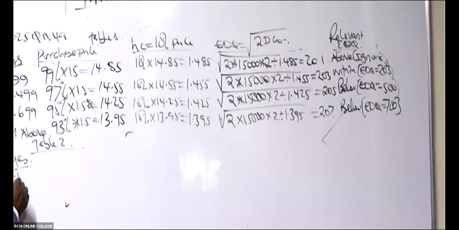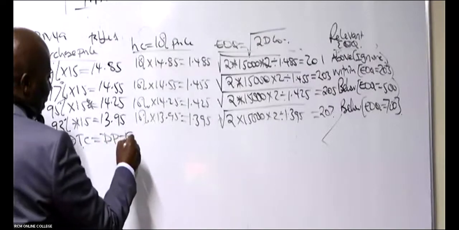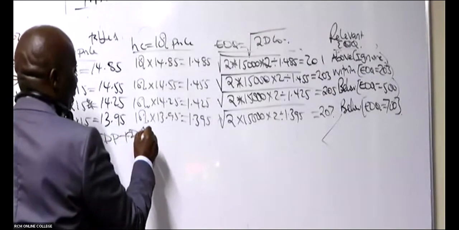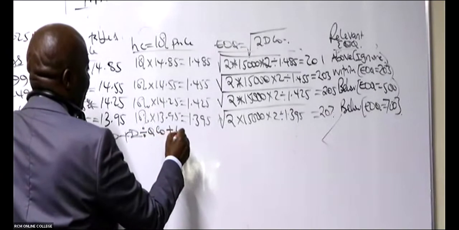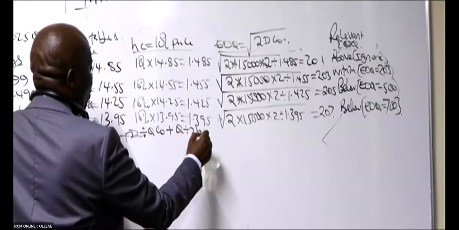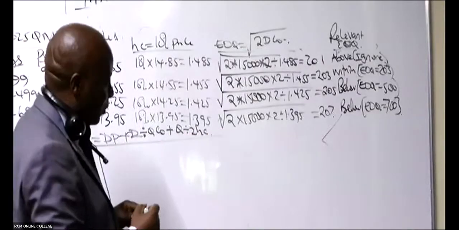So ranges 0 to 199, 200 to 499, 500 to 699, 700 and above. So remember, this table 2 is just purely for costing. It's purely for getting total cost. And our total cost is DP plus D over Q, CO, plus Q divided by 2 H. I'm just writing like that for purpose of saving space.